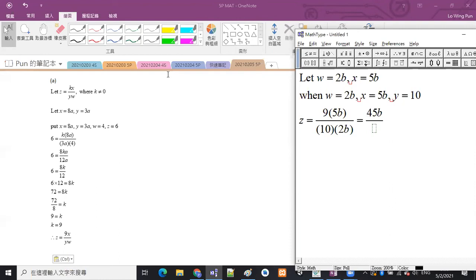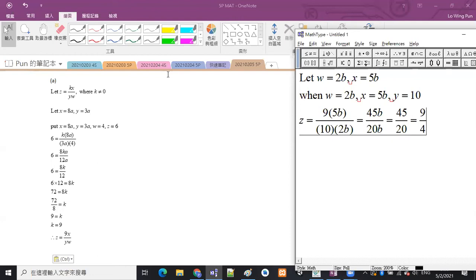And 10 times 2b will be 20b. Can you see that b and b are cancelled? One up, one down, cancelled. So it should be 45 over 20. And it is a pure number. So you may use the calculator to help you to find the answer. And it should be equal to 9 over 4 or 2.25, right?